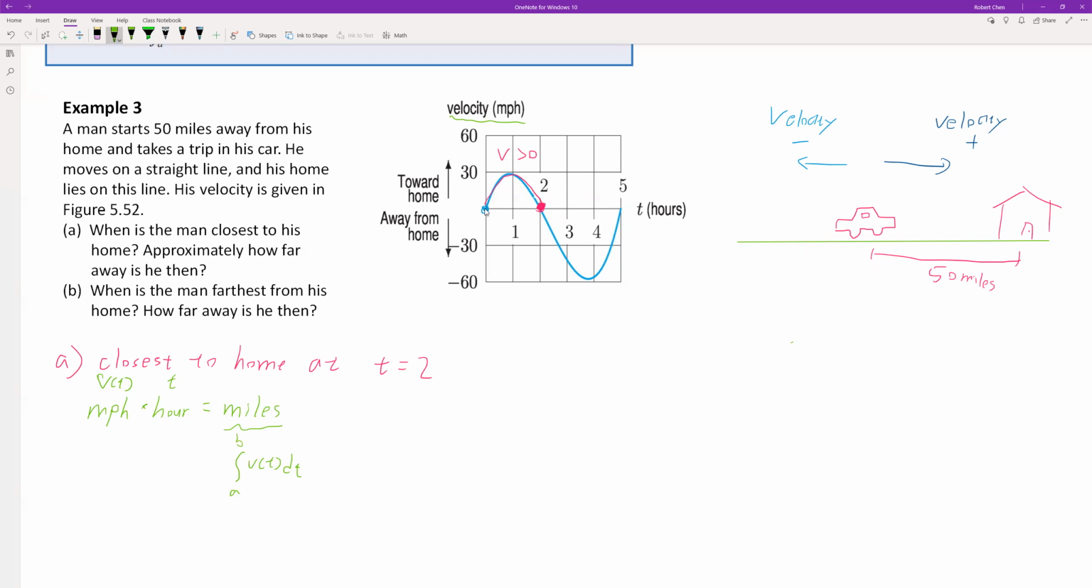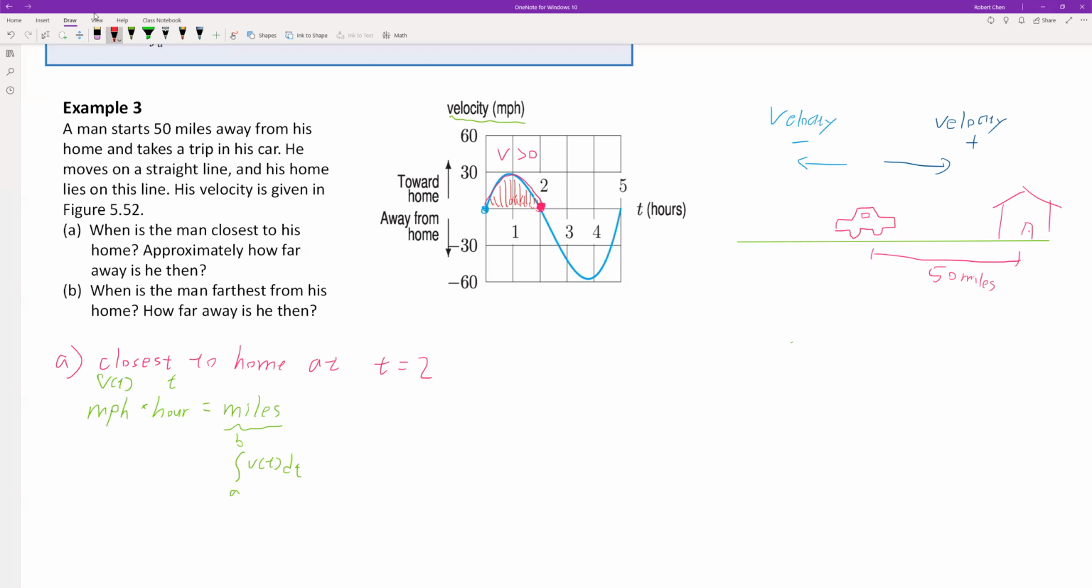We want to find out how many miles he was away from home at t equal to 2, since that's when he is closest to his home. All right, so one way to find the integral is by looking at the area under the curve, which means we want to approximate the area under the curve between t equal to 0 and t equal to 2, which is this area right here.